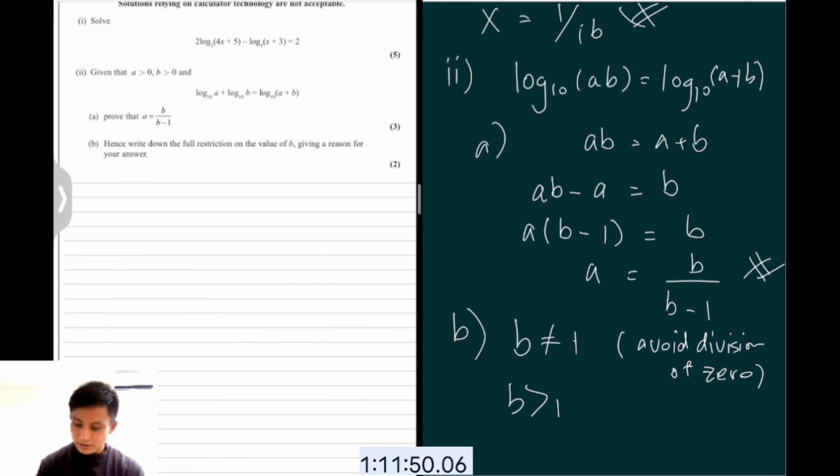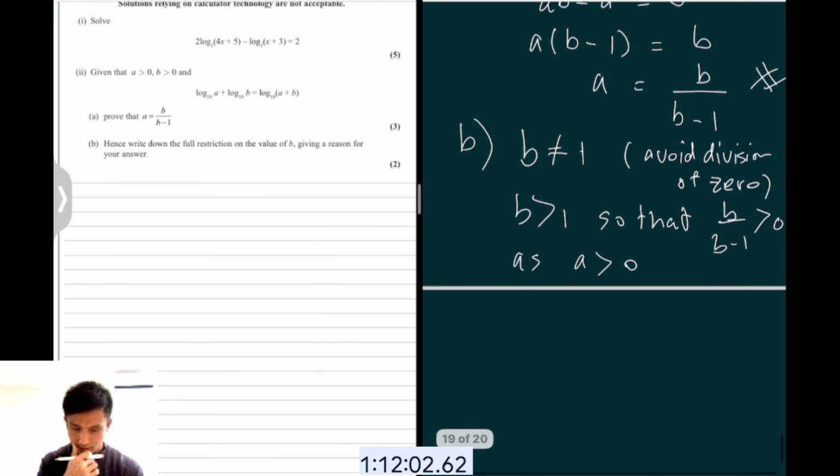So B has to be greater than 1 so that B over B minus 1 would be greater than 0, as A must be greater than 0. But B is not equal to 1 anyway, so B greater than 1 is enough just to write down. Can B be anything else? If B tends to infinity, A will be 1, so that's fine.